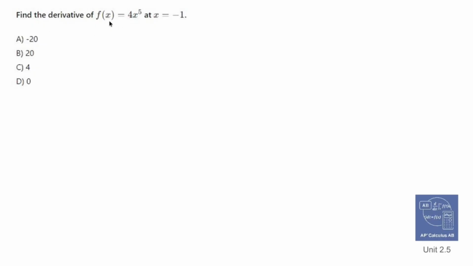Find the derivative of f of x equals 4x to the fifth at x equals -1. This requires what's called the power rule. The power rule says that if you take the derivative of some number c times x to the nth, you are going to take that n, multiply it to c, and then subtract 1 from n. So that's not going to be any different here.